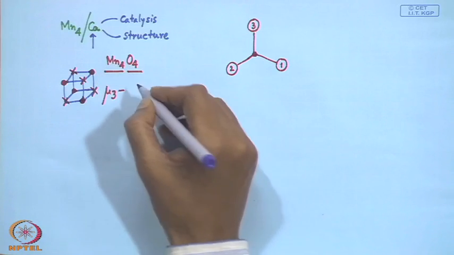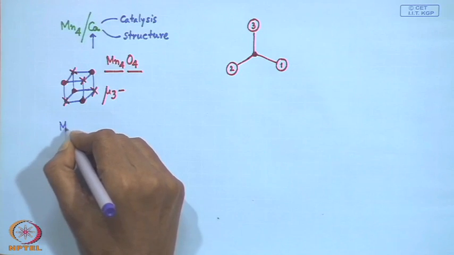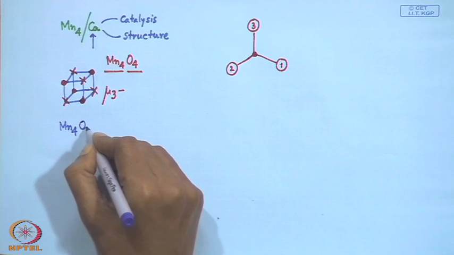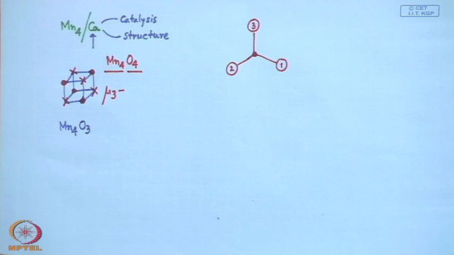But if you try to have something, that means 4 manganese are there, we know, but if you make it Mn4O3, what will happen?